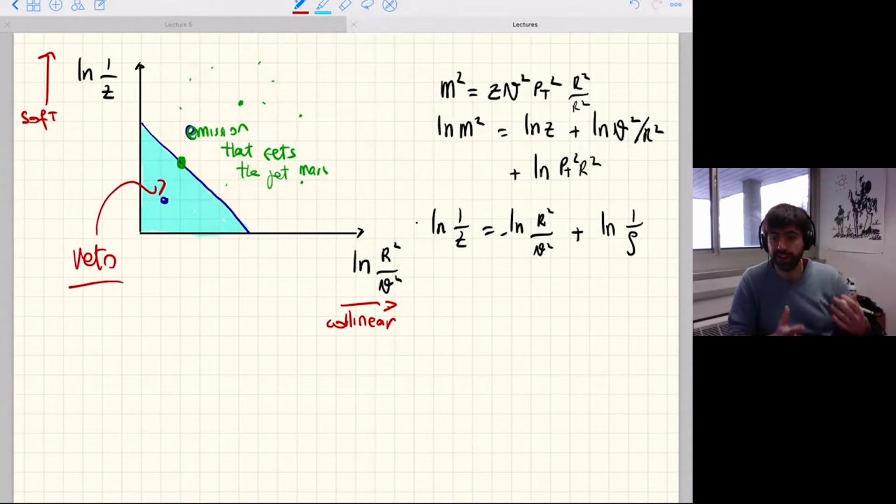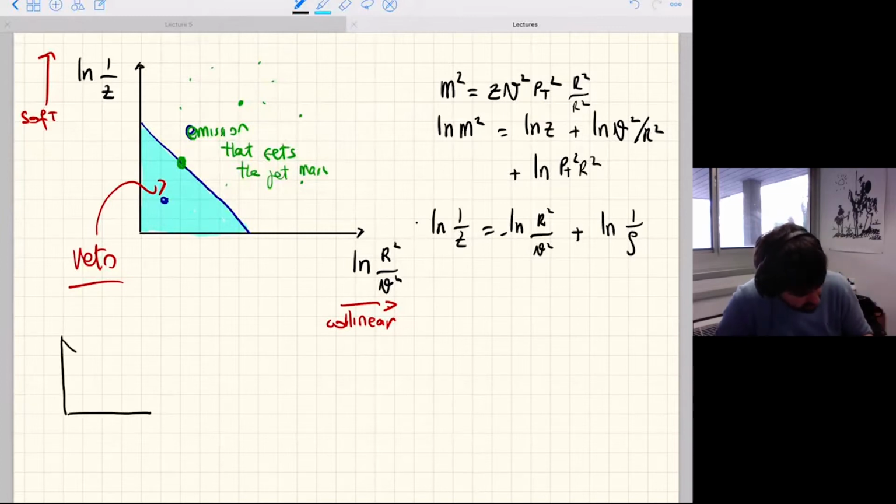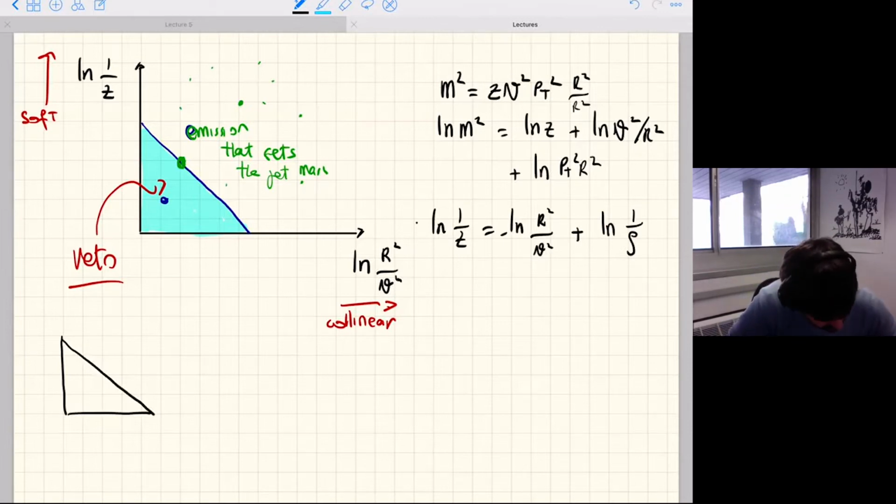Okay, so I cannot have emission there because it will change the value of the jet mass. Can I estimate the probability for this emission? Well, I can, and the way I'm going to do it is by using a simple argument that works in this double soft and collinear limit. So let's imagine that I take my triangle. By the way, these values are characterized by theta over R being of order 1.